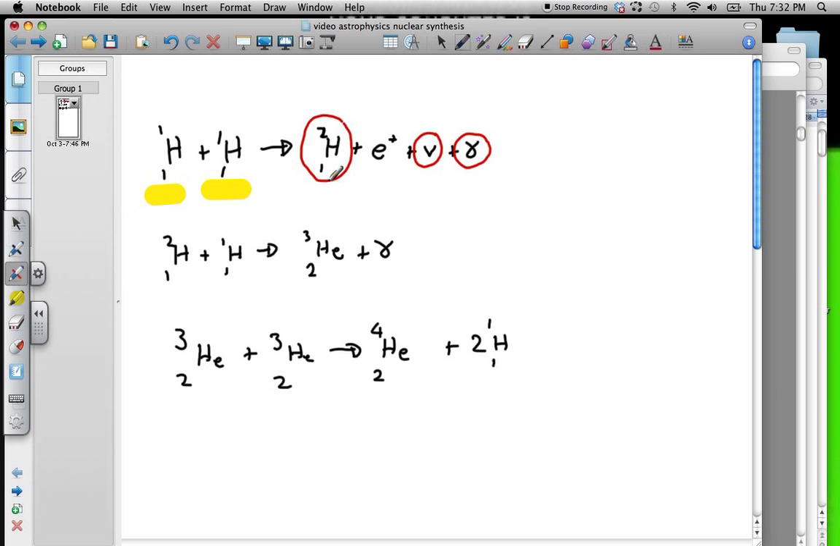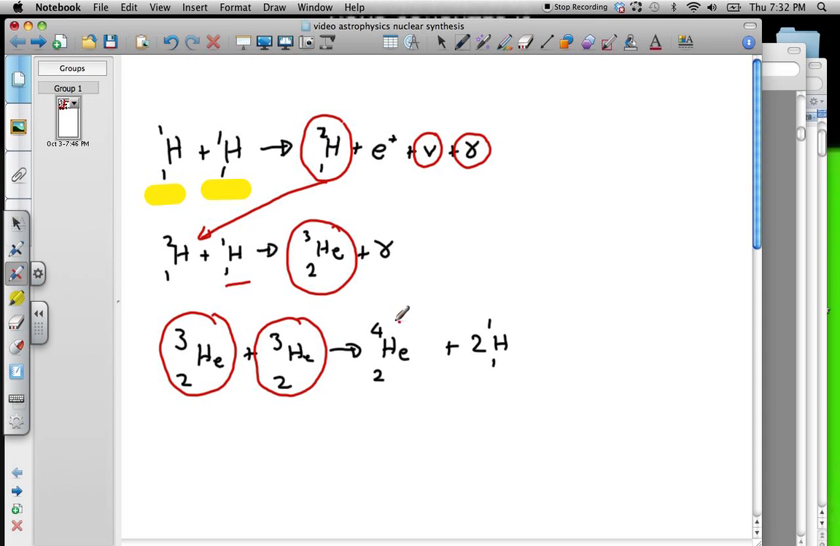Now this deuterium hydrogen isotope fuses, nuclear fusion, with a further regular hydrogen-1 isotope, and forms your helium-3 isotope, and then 2 helium-3 isotopes fuse together to form the helium-4 isotope, and it gives off 2 regular hydrogen again.